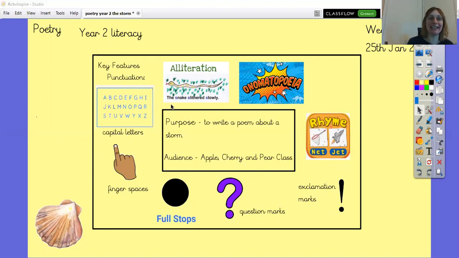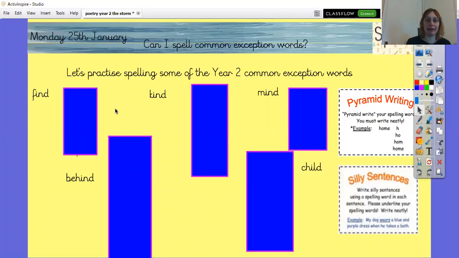And we might have alliteration, which is when you have a sequence of words starting with the same letter. So for example, we have got here, the snake slithered slowly. And we've got 3 words which all begin with the letter S. Okay, let's move on to our next slide. I need to move myself around.